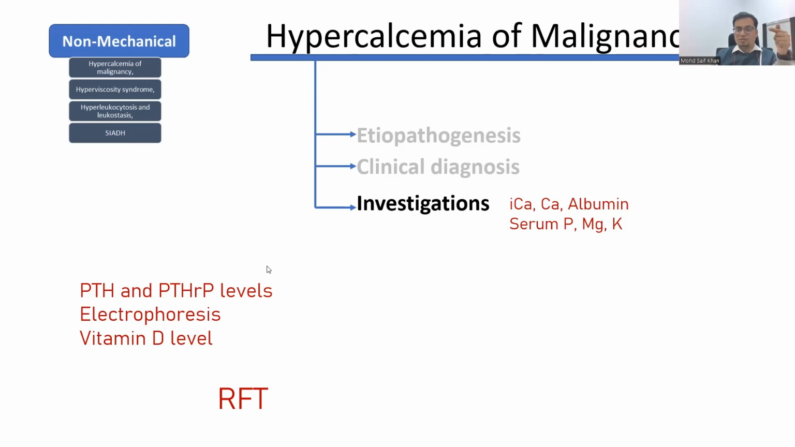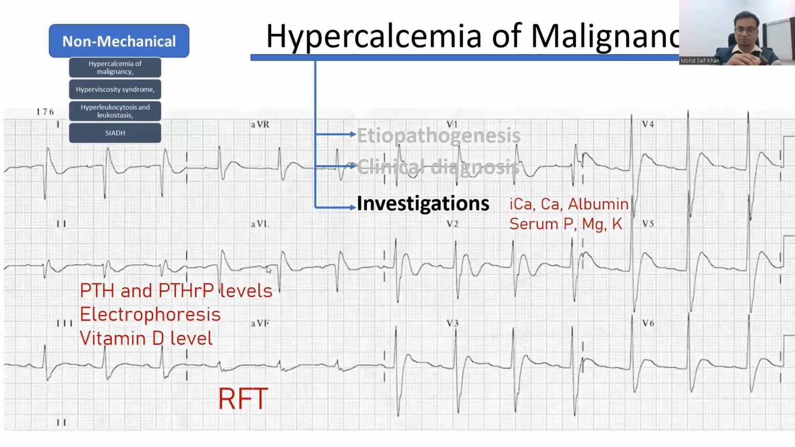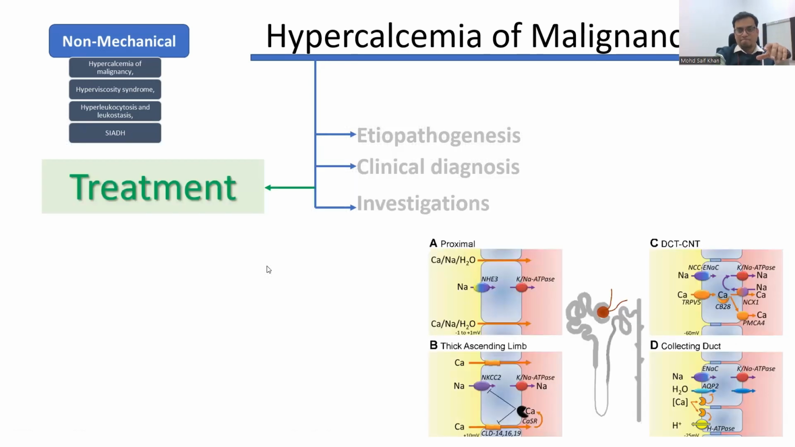Serum electrophoresis should be done to find out causes like multiple myeloma. ECG should be done, as I said. And remember that in such patients, because of dehydration, acute kidney injury can occur. That is the reason you need to perform creatinine and urea. And the ECG will show a prolonged PR interval, widened QRS complex, shortened QT interval, and also sometimes blocks.